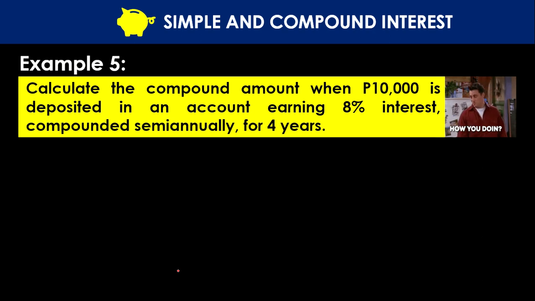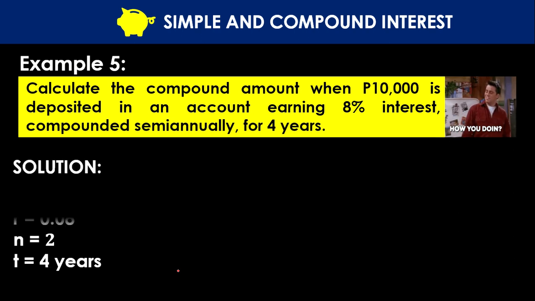Let's try to solve this problem. Calculate the compound amount when 10,000 pesos is deposited in an account earning 8% interest compounded semi-annually for 4 years. So we have here our given 10,000 pesos. We have the rate of 0.08. Since this is semi-annual, n is equal to 2. And then we have the time of 4 years.